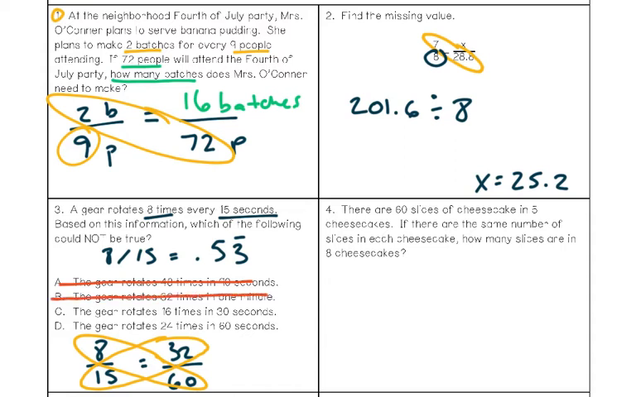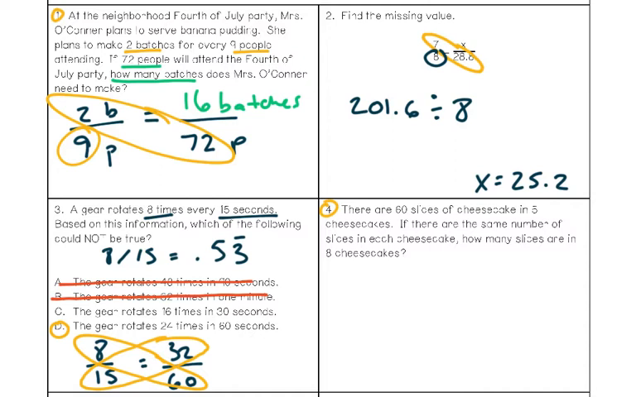And again, just using multiple choice strategies, I know that if it can do 32 times in 1 minute or 60 seconds, I know that it can't do 24 times in 60 seconds because it already did the 32. So I know already that it has to be D. But those are 3 different strategies you could use to solve number 3.